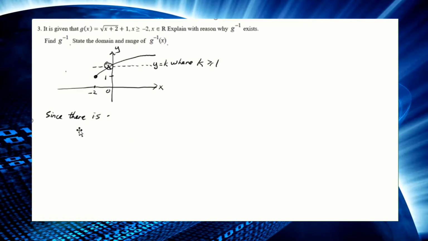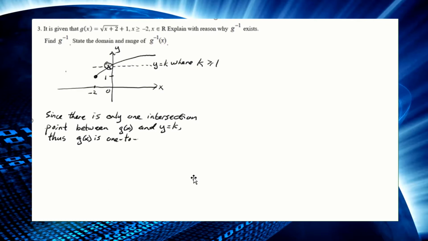So now we can write the statement saying that since there is only one intersection point between the function g of x and the line y equals k, thus the function g of x is a 1 to 1 function. Since the function is 1 to 1, that is the reason why the inverse function exists. So now we write the statement: since g of x is 1 to 1, then the inverse function exists.